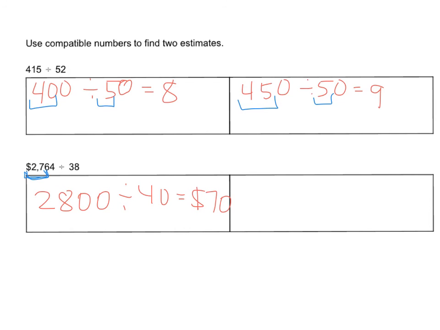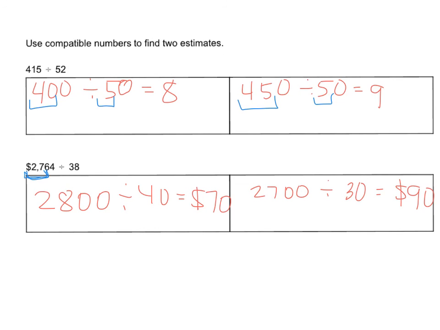I can also maybe not make as big a change to my money and say $2,700, but make a bigger change to that divisor and say 2,700 divided by 30. And that would give me an estimate of $90.